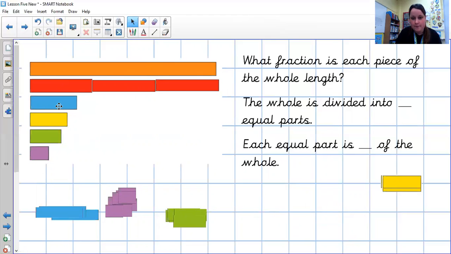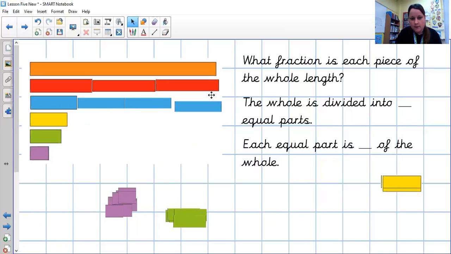So let's have a go at the blue one. Maybe you can say it with me. So the whole is divided into, this time we've divided it into 4 equal parts. 1, 2, 3, 4. So each equal part is 1/4, 1/4 of the whole.